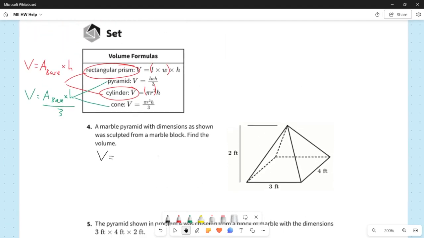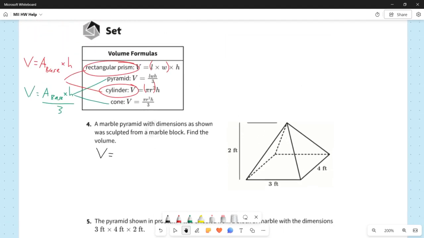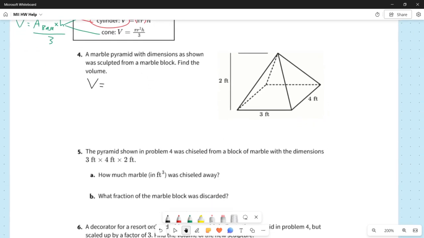So we have a rectangular pyramid here, and we're told that the volume is length times width times height divided by 3. It doesn't really matter what you make the length or the width or the height here. You can mix them up and you'll get the same answer because multiplication is commutative. But we'll go ahead and we'll just say that 3 is the length, 4 is the width, and it makes sense that 2 would be the height in this situation. So our length is 3.